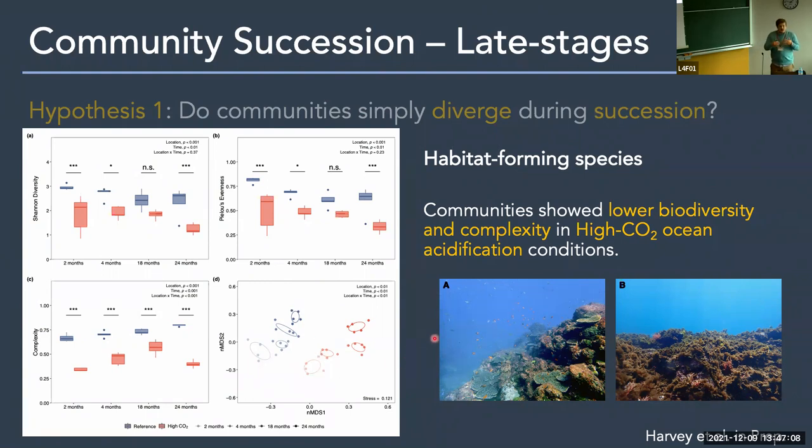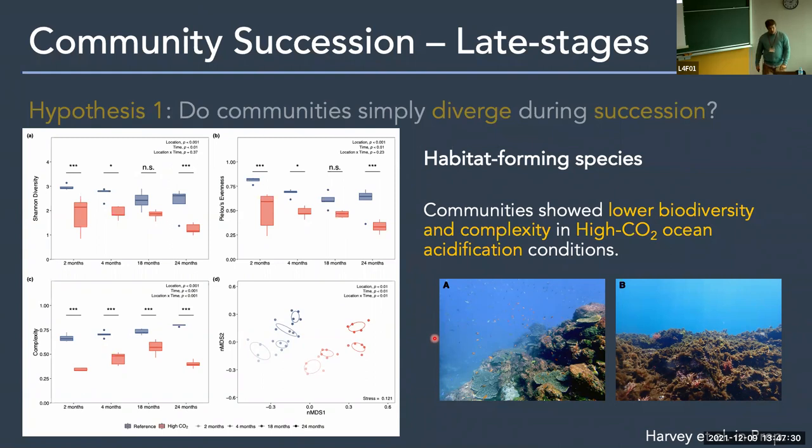So what this means overall is that, at those early stages of like 5 days or so, the community composition has diverged. And even when we look after 2 months, 4 months, 2 years, they have remained diverged. And so we see that the communities have just gone off in a completely different direction.